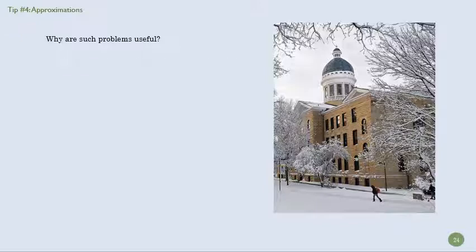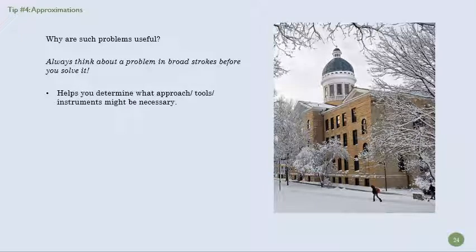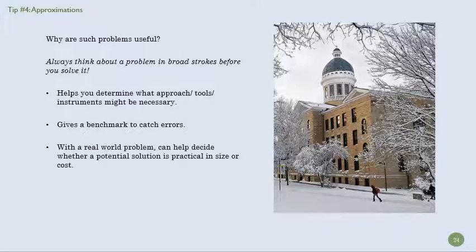So why are these problems useful? They're useful because thinking in those broad strokes can help guide our solution process. It can help us determine what tools we need, right? What kind of instruments, how accurate we need to be. It can give us a benchmark to catch errors. What that means is, once I do this problem, I expect to find an answer of about 200 meters per second, right? And I find an answer of 1.5 meters per second. You think, okay, something's wrong here. Maybe I made a math mistake, used the wrong equation, but something got me the wrong answer.